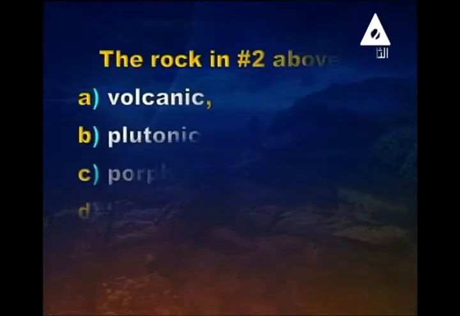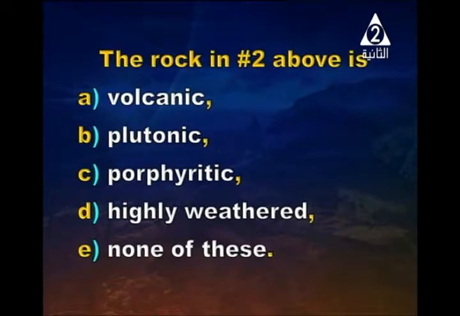Next, we can consider the rock in the same question as volcanic, plutonic, porphyritic, highly weathered, or none of these. This is the area where this rock is formed. It is on the surface, volcanic, or in the subsurface, plutonic, porphyritic in the middle way, highly weathered, this is surface rocks, or none of this. And we know it is a volcanic rock.